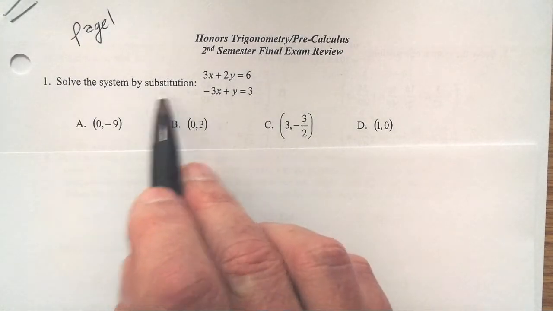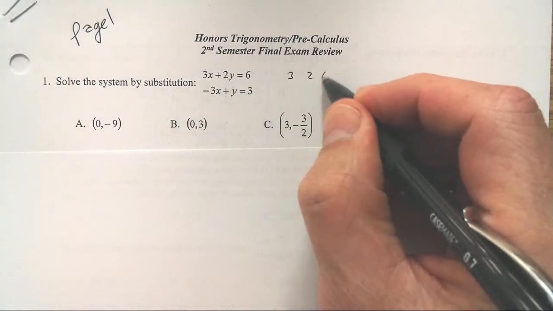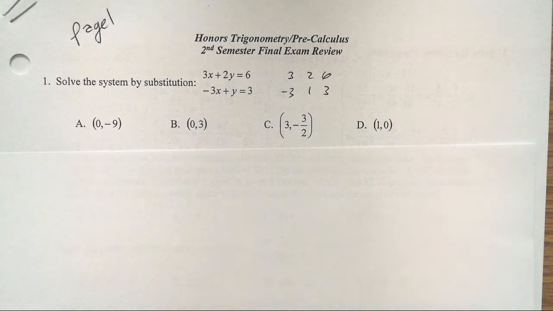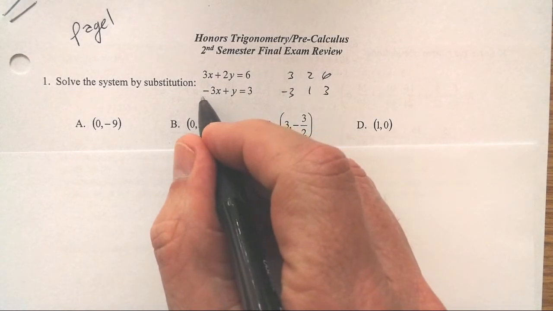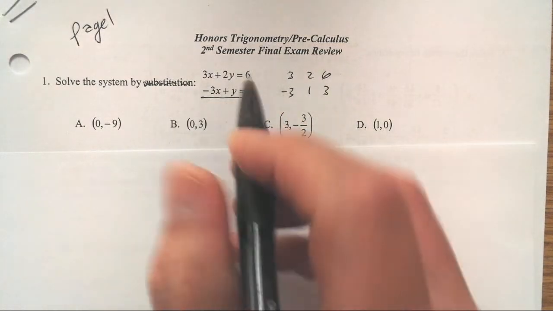When they say solve by substitution, guys, you can solve this. You want to RREF this in your calculator. You want to enter this as 3, 2, 6, negative 3, 1, 3 and go to calculator. You may do that. However, this is such an easy elimination, so don't feel bound by those directions.